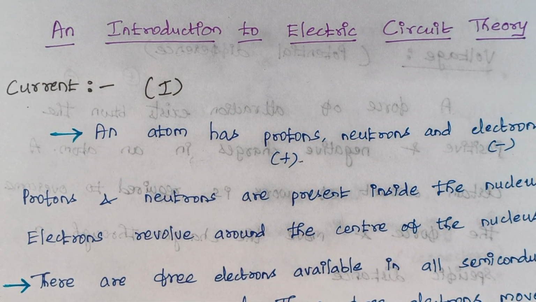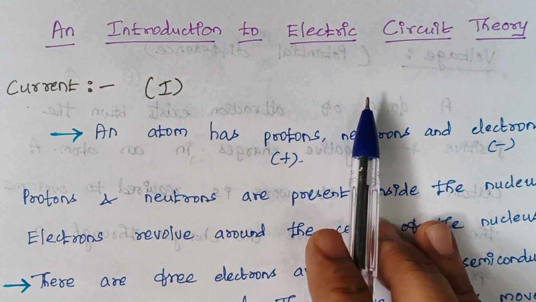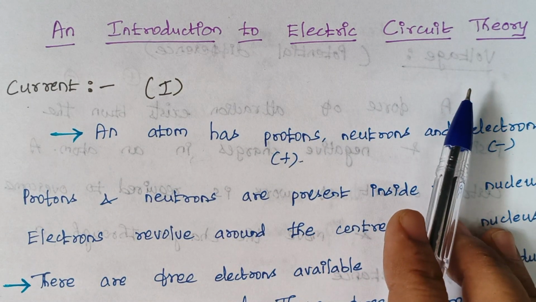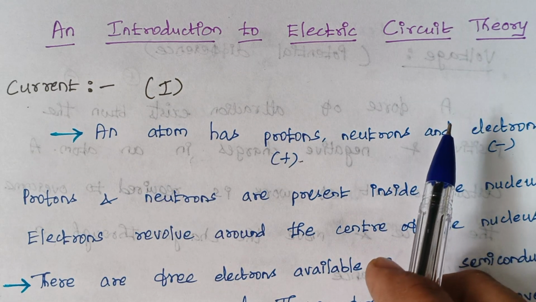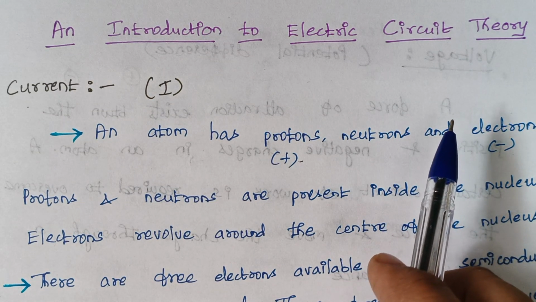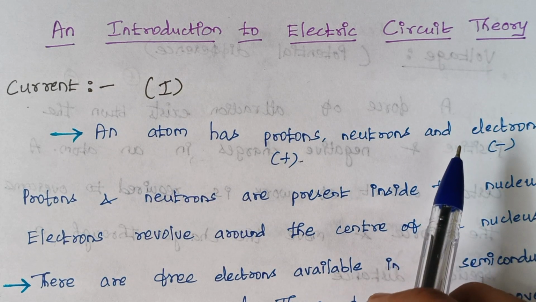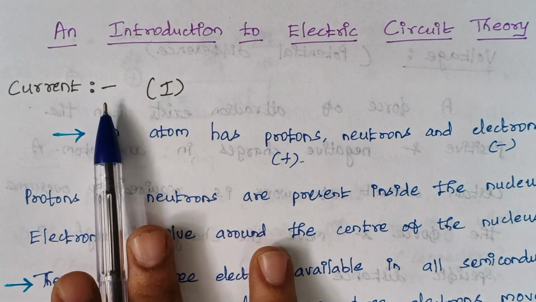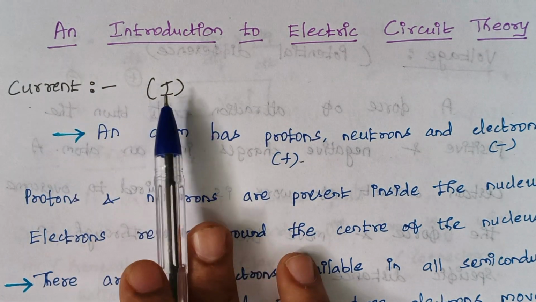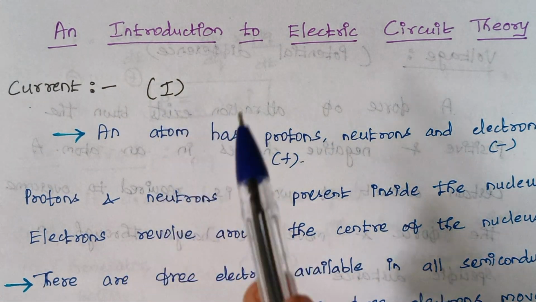Today we are going to discuss an introduction to electric circuit theory. Whenever we hear the name circuits, the most common things that come to our mind are voltage, current, power, energy, etc. Right. So to start with, we are going to discuss current first. Here the symbol of current is I.